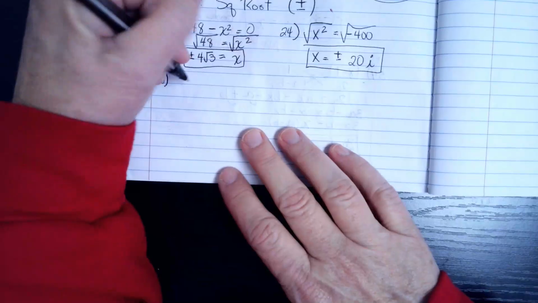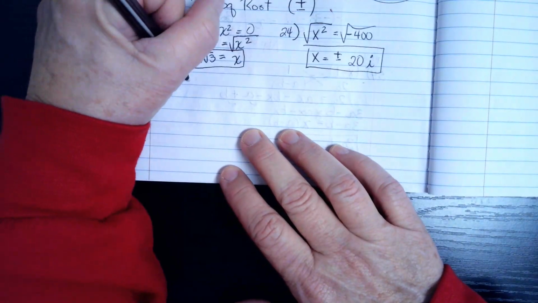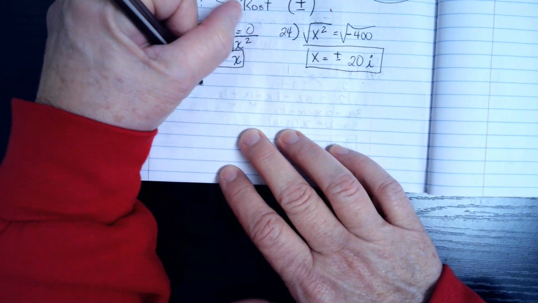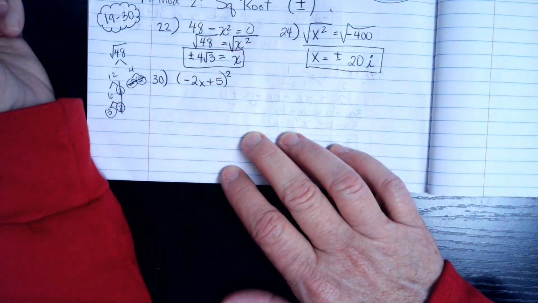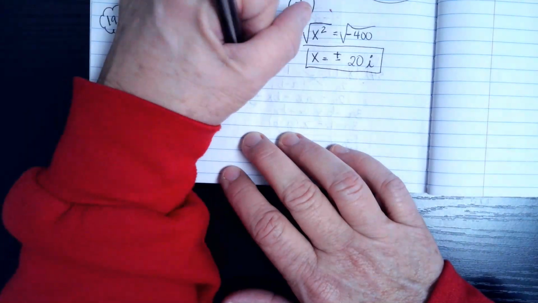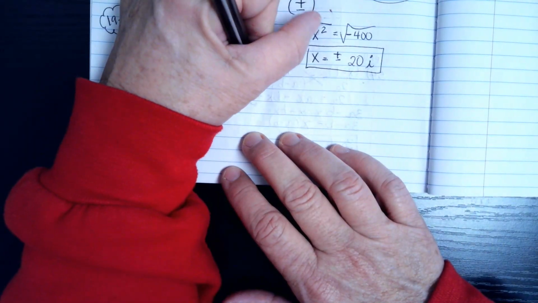So number 30 comes to us in parentheses. I have the binomial negative 2x plus 5. That entire quantity is squared. And it's equal to a negative 8.